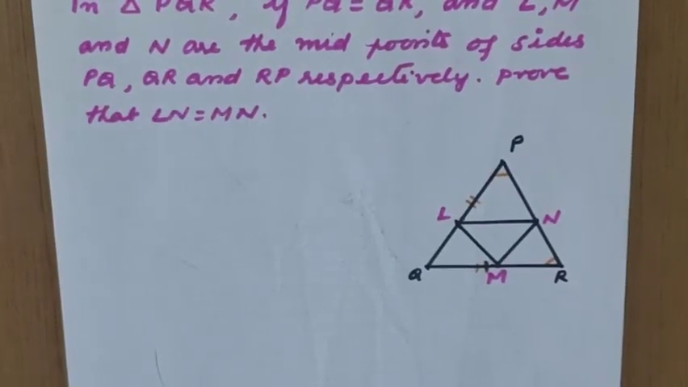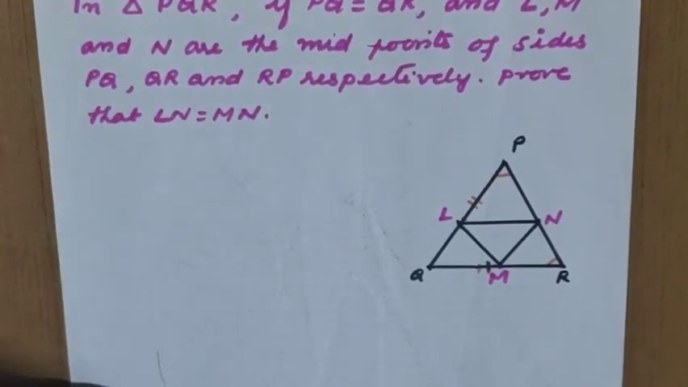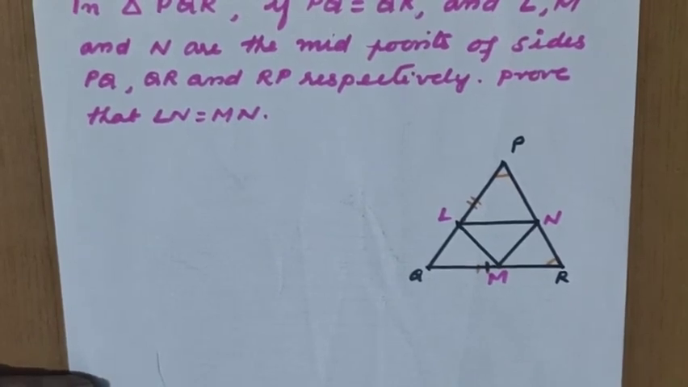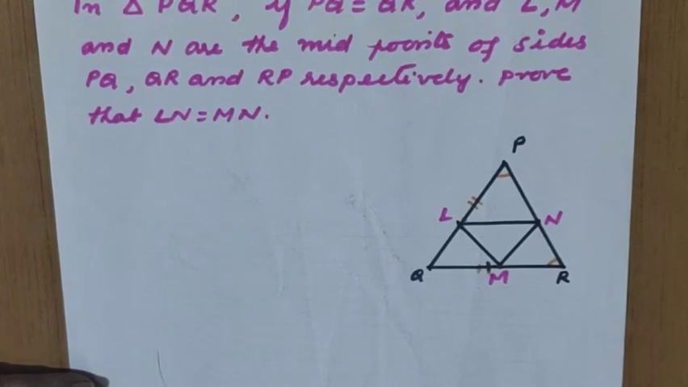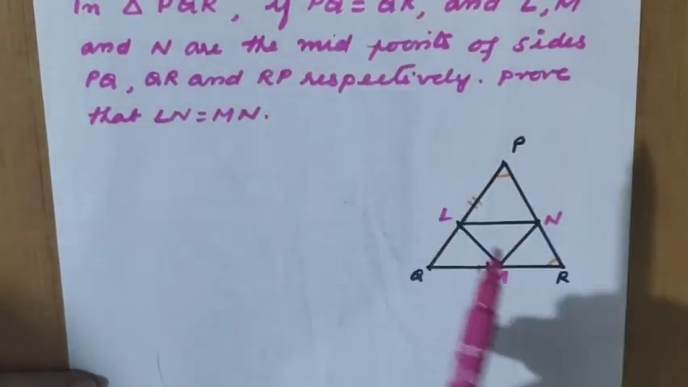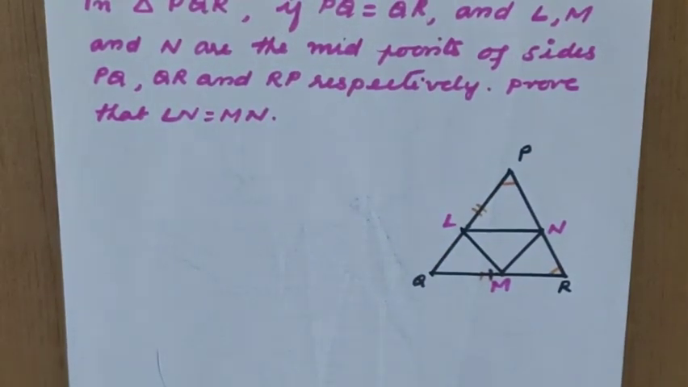Next question. In triangle PQR, PQ equal to QR. L, M and N are the midpoints of the sides PQ, QR and RP respectively. Prove that LN equal to MN. Right? So triangle PQR, if PQ equal to QR, so PQ equal to QR means what we can write? The two sides are equal in the question. So what about the base angle? The base angles are also equal.